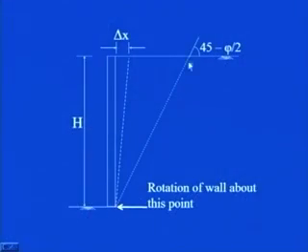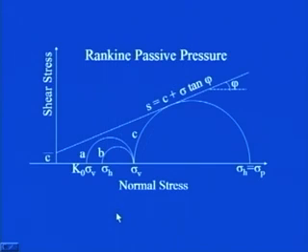Similarly as we discussed in case of active earth pressure, here the failure wedge makes an angle of 45 minus phi by 2 from the horizontal surface. You see, in the active case the wall was moving away from the soil, and in this case the wall is moving towards the soil. It is pushing the soil by this delta x amount. We are assuming that the rotation of the wall is taking place about this particular point. The vertical height of the wall is considered to be h.